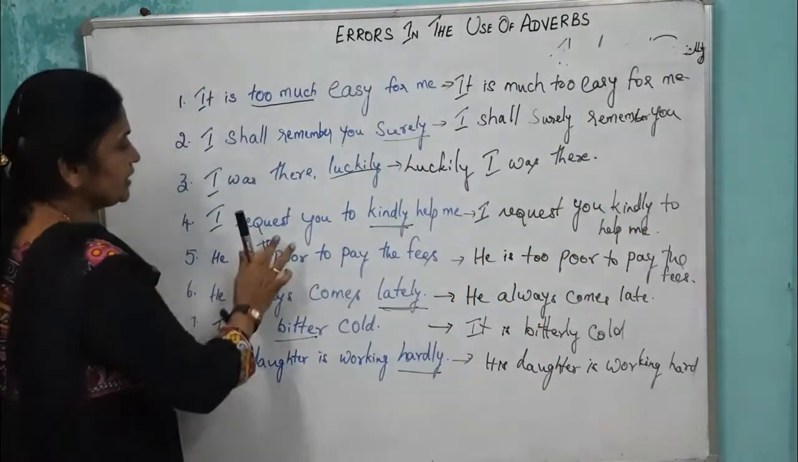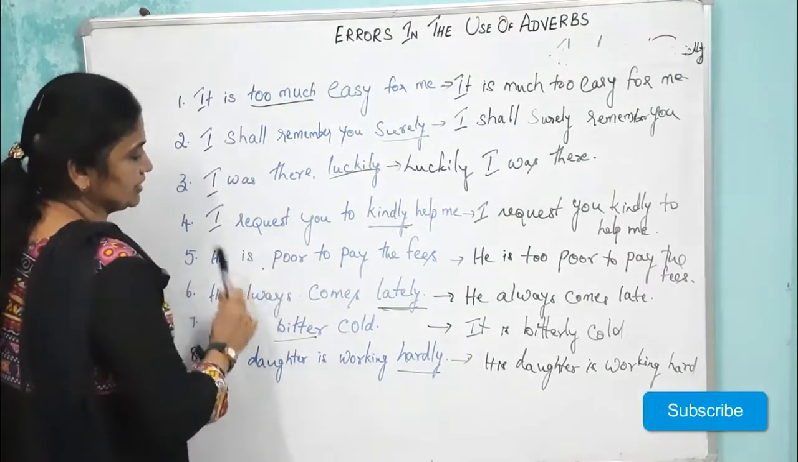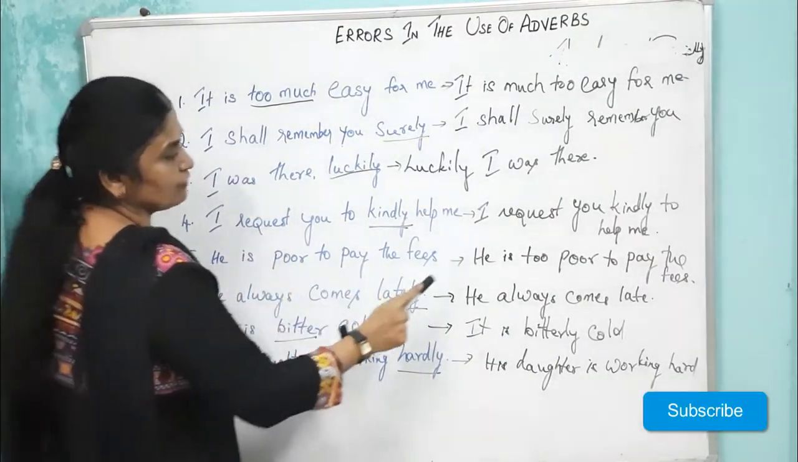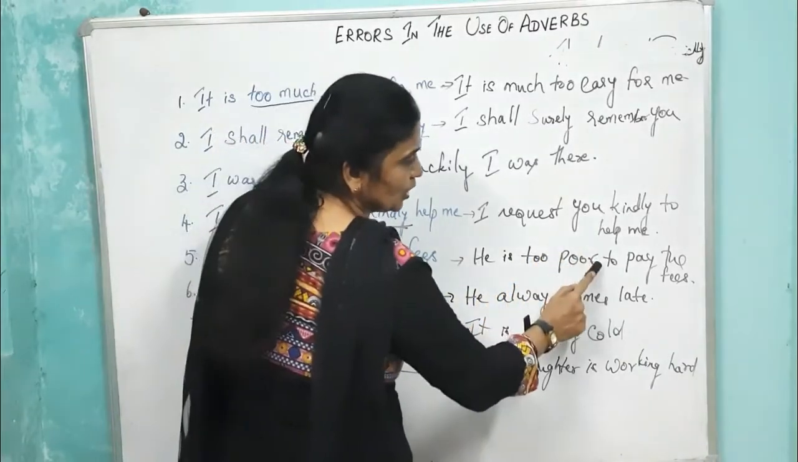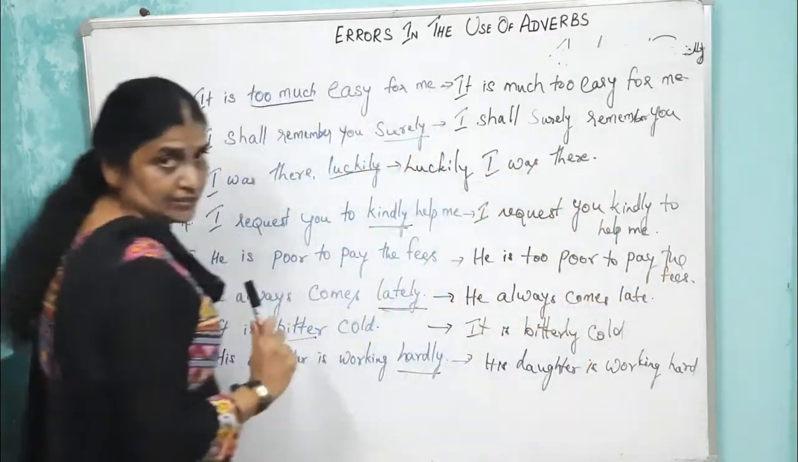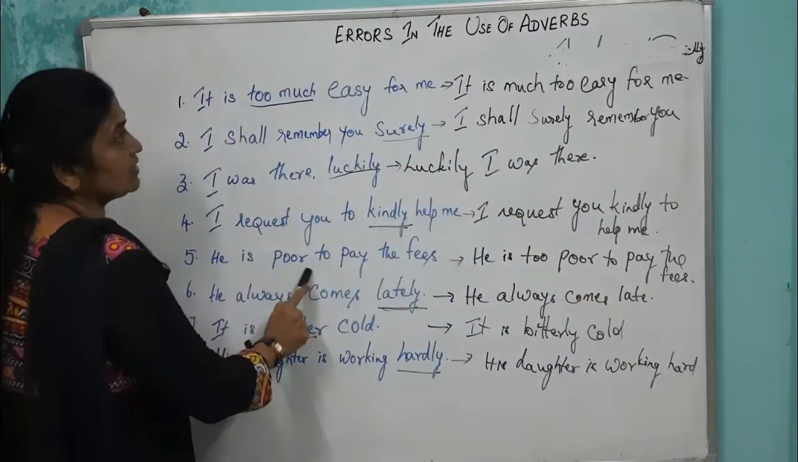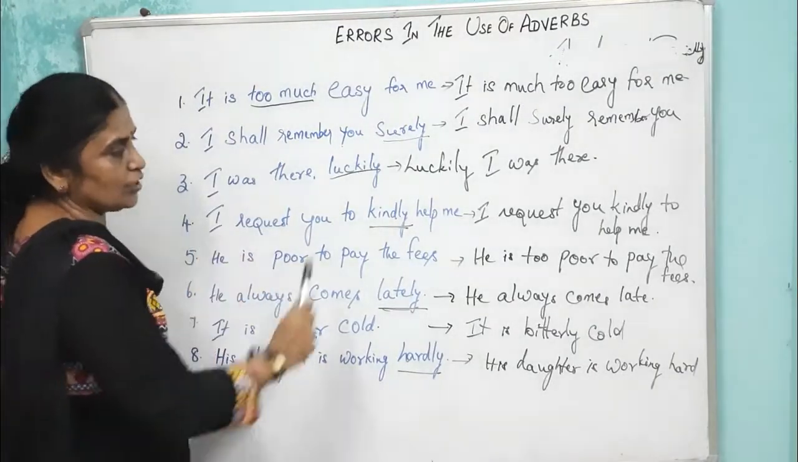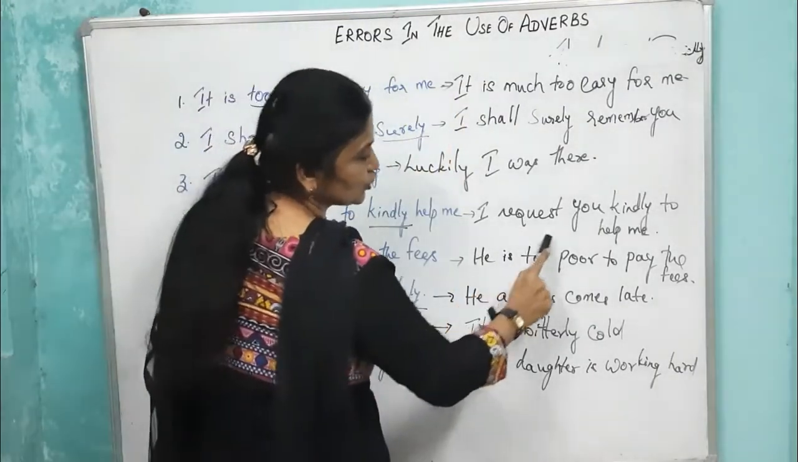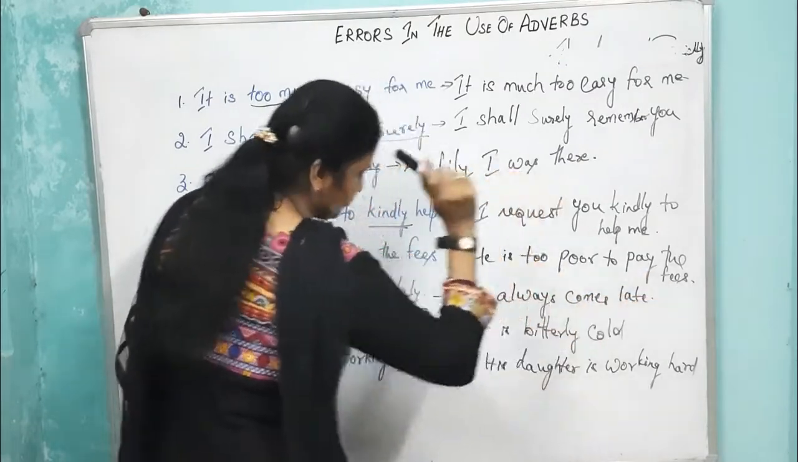Next one. He is poor to pay the fees. There is no adverb here, so you have to use: he is too poor to pay the fees. Now, poor is actually an adjective. We want to use the adverb. So, he is too poor to pay the fees.